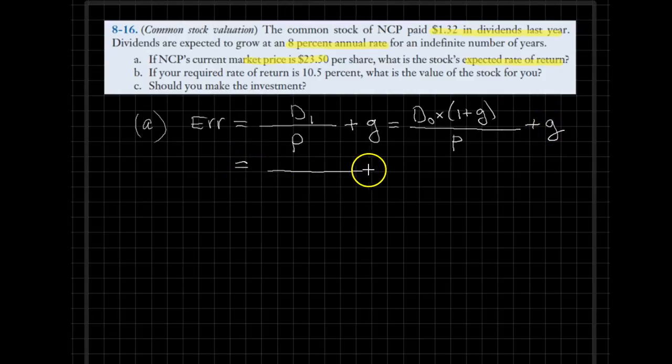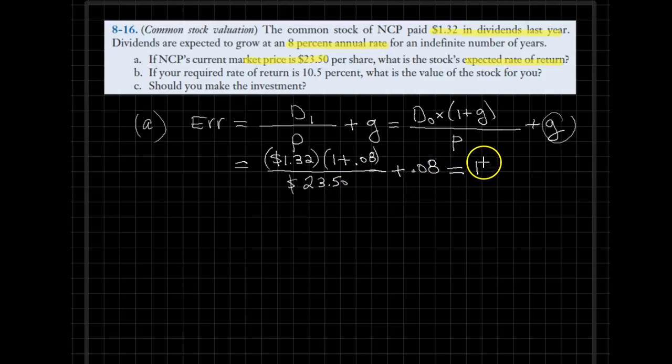Plugging in the figures given in the problem, we know that dividends in the previous year was $1.32. 1 plus the growth rate is expected to be 8%, and the price is also mentioned as $23.50. Plus, we need to make sure not to forget to add back the growth rate figure at the end. Executing these operations and performing the calculation, we come across this value of 14.07%.